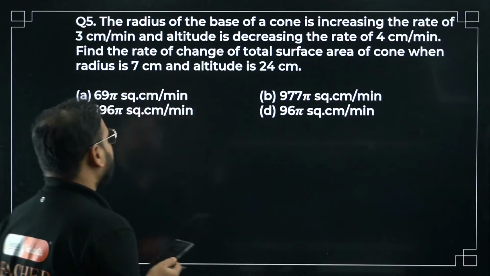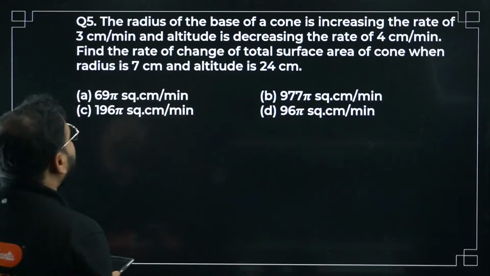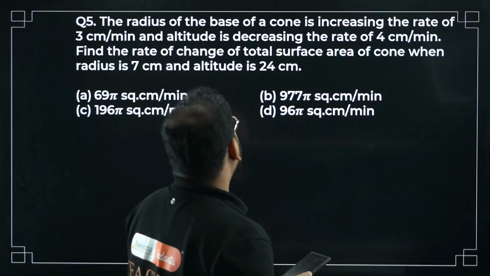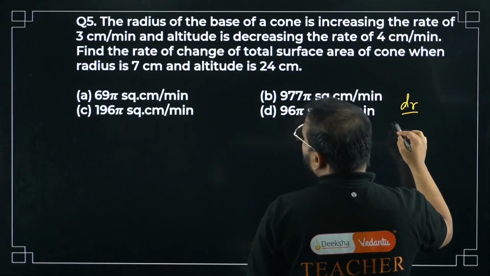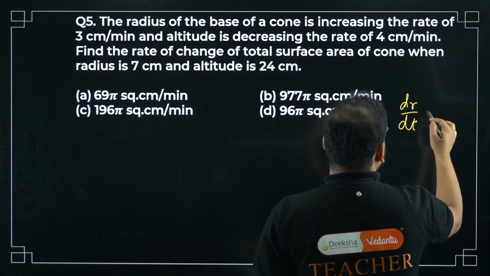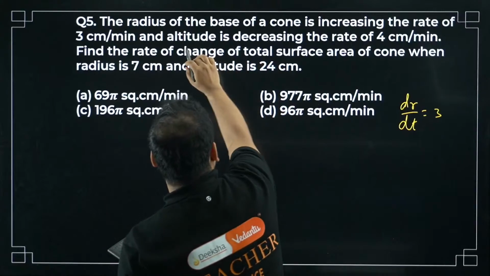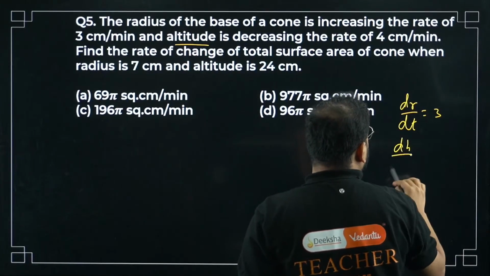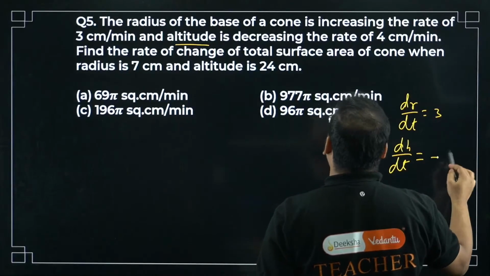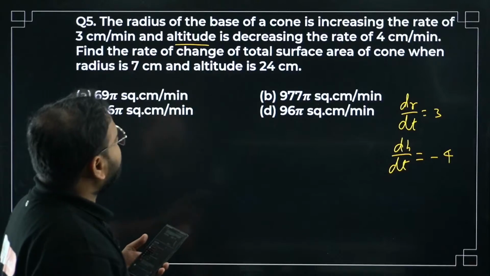Question number 5. Who can solve this? The radius of the base of a cone is increasing. Increasing means positive, so dr by dt is 3. I will not write the unit. And the altitude is decreasing, so dh by dt is negative, negative of 4. Find the rate of change of total surface area.